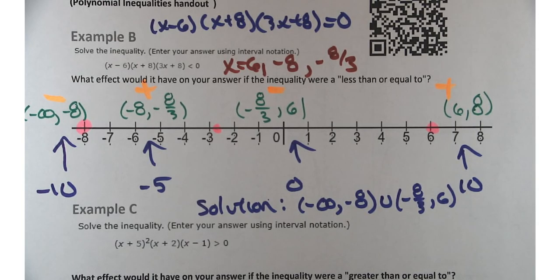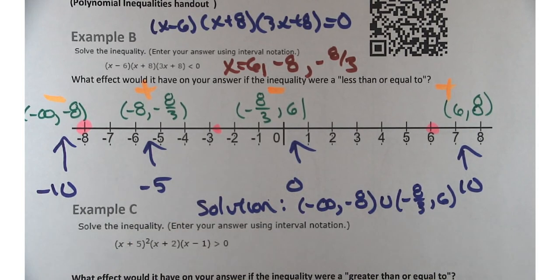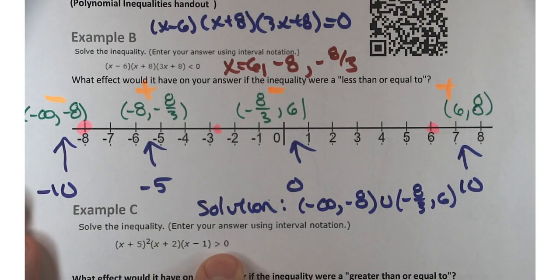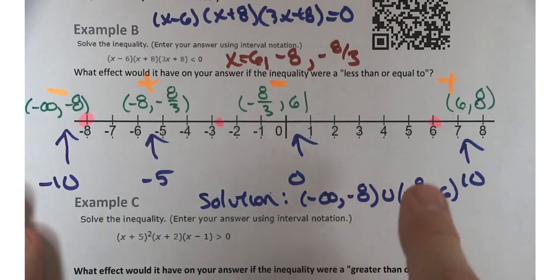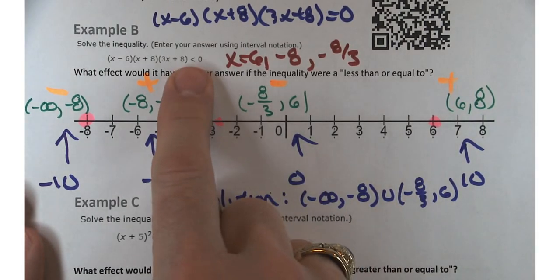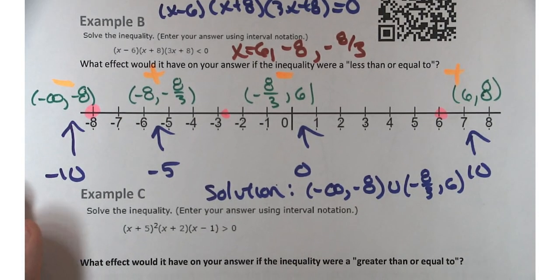Let's keep it rolling with example C here. Now, one thing that's going to change is that you're going to start getting inequalities that have a less than or equal to or greater than or equal to. If I had a less than or equal to here, how would that change my answers? Can you parse that out? What would change about this if we had a less than or equal to as opposed to just a less than?